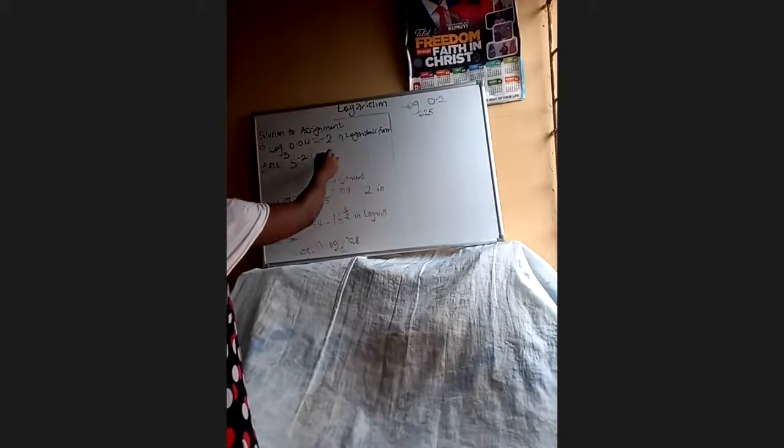how the result and the number changes. So we have this in index form as 5 raised to the power minus 2 is equal to 0.04.